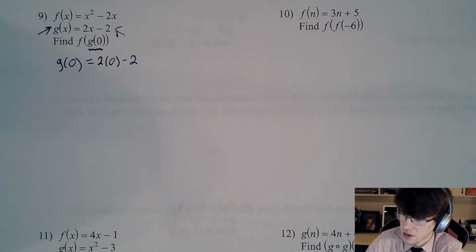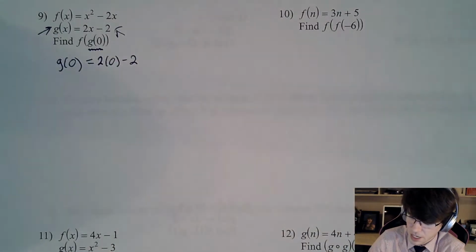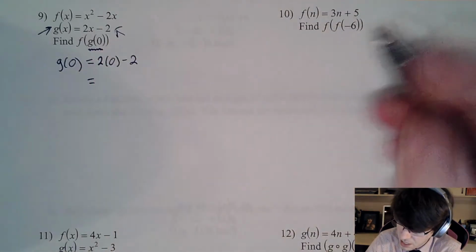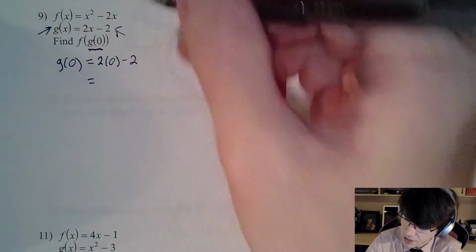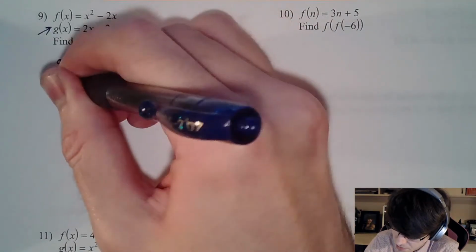Feel free to use a calculator for the next step. You're, again, able to use Desmos. You can use your calculator at school. You can use your phone. Doesn't matter to me. But 2 times 0 is 0, and then minus 2 is negative 2.